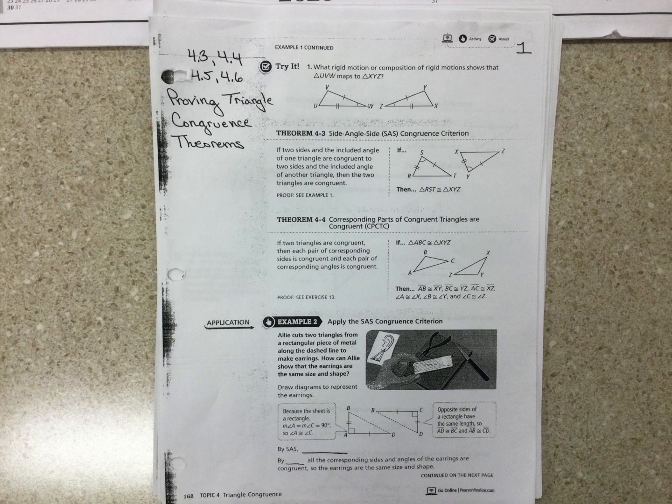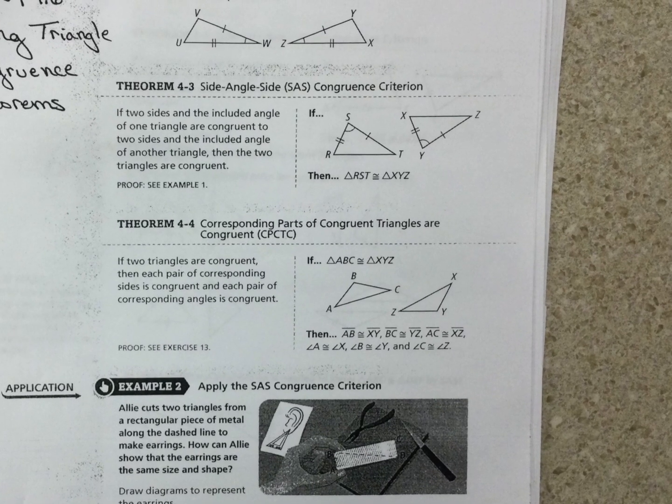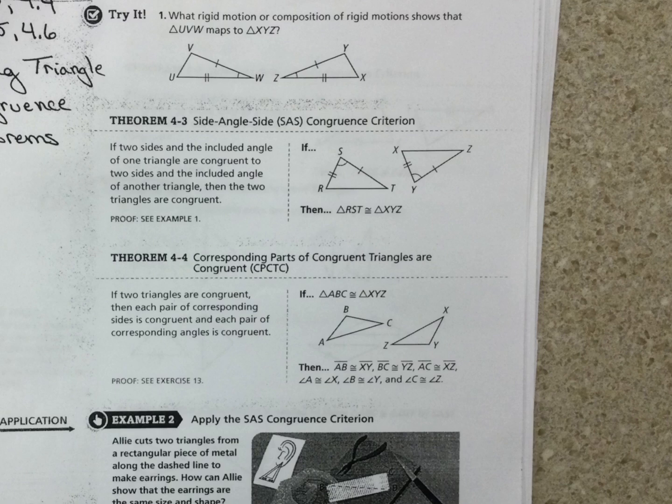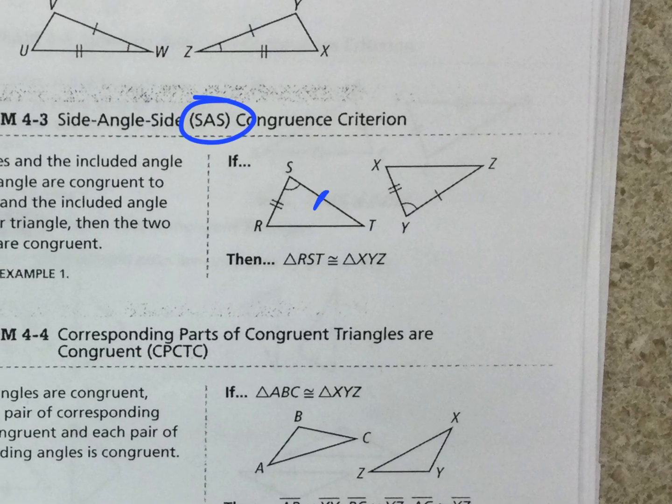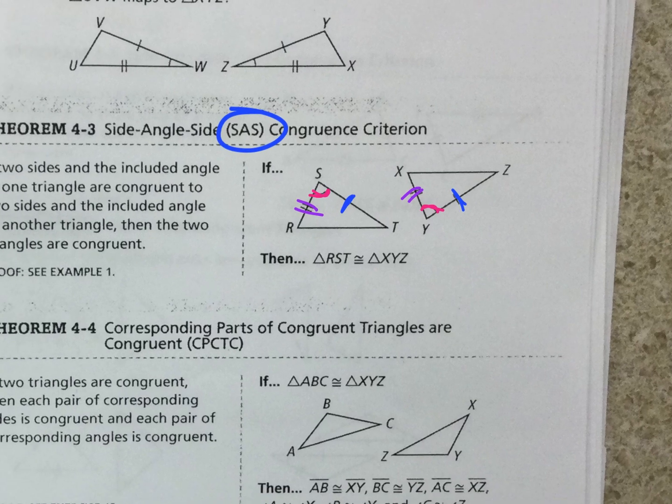So here we have side, angle, side, and if you see, I have a side that's congruent, and then I have an angle, and then I have a side. And notice the order, they're in the same place, right? Blue, pink, purple, okay? The orders go together.